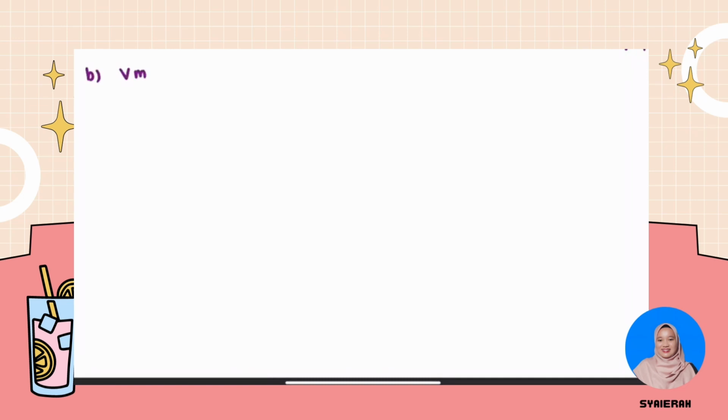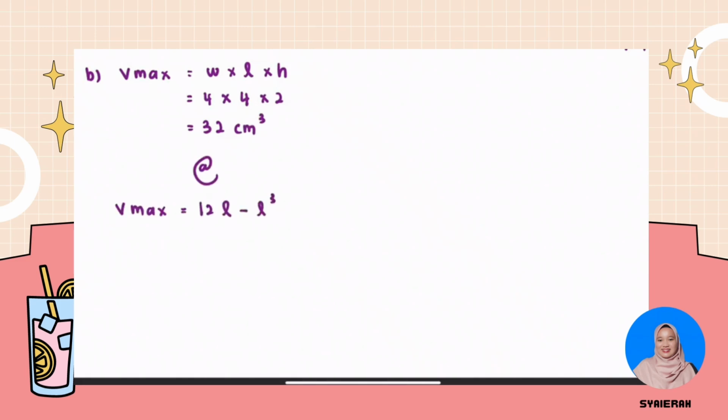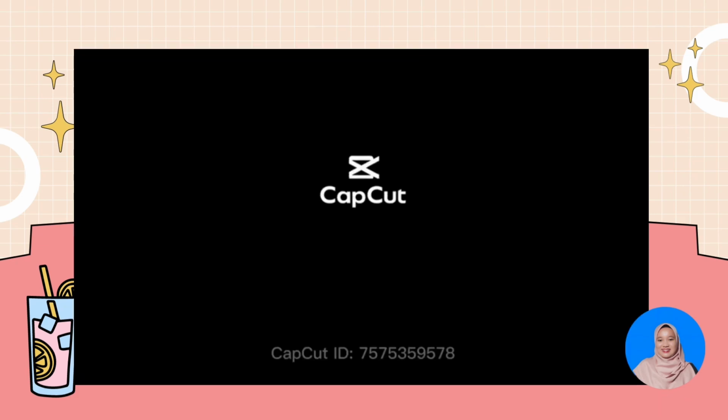For the second question, we want to find the maximum volume. To solve this, we just have to find the volume of the cuboid where W and L are equal to 4 and H equals to 2. Then we will get the maximum volume equals to 32. Or we can find the maximum volume by using the volume equation from the first question and then enter the value of L. So we get 32 centimeter cubed.